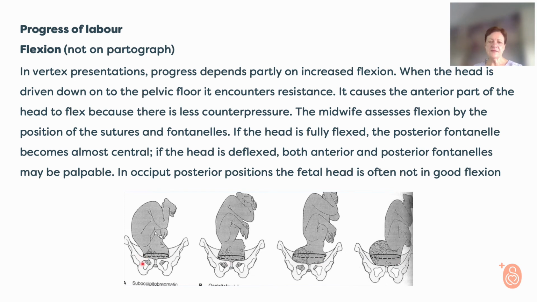Now, normally the shape of the pelvic floor, the muscles in the pelvis, makes the head go into good flexion as the fetus moves through the pelvis. Sometimes in abnormal positions of the fetal head, for example, occipito-posterior positions, or when the brow presents, the fetal head is not in good flexion, and then a much bigger diameter presents, and therefore labor will be much slower.